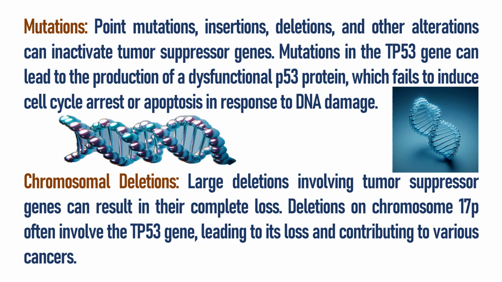Chromosomal deletions. Large deletions involving tumor suppressor genes can result in their complete loss. Deletions on chromosome 17p often involve the TP53 gene, leading to its loss and contributing to various cancers.